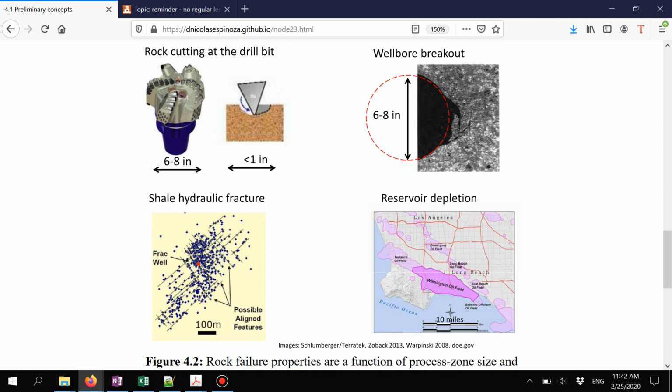Here on the bottom left, we have an example of hydraulic fracturing. In hydraulic fracturing, that can take the size of several hundred meters, up to 1,000 feet or more for some fractures. We engage a volume of rock which is quite large. And in that volume of rock, we may have pre-existing fractures that are going to affect what are the overall failure properties of the rock.